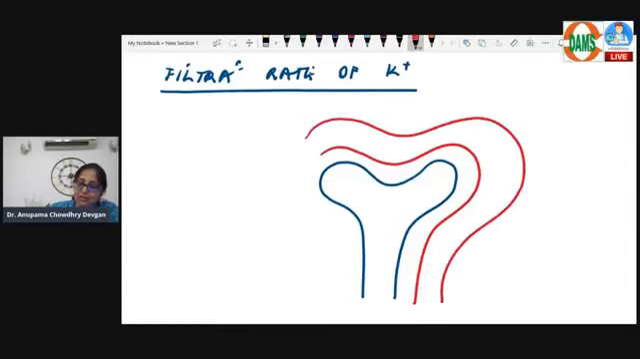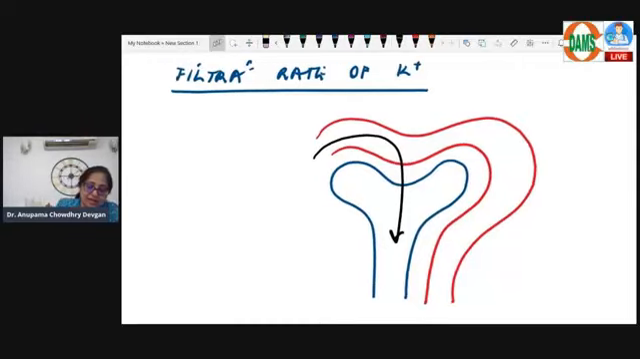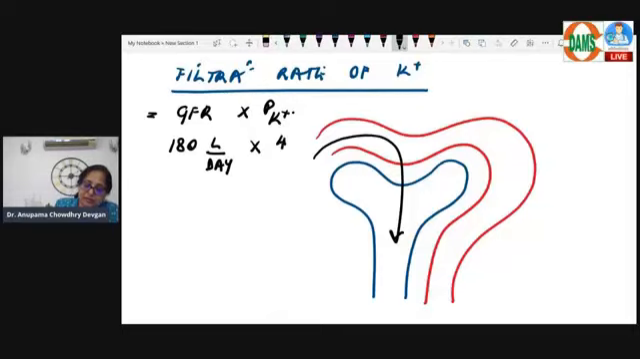What is the filtration rate of potassium? At what rate is potassium going to be filtered? Now, again, we have already discussed GFR into the plasma concentration of potassium. GFR is 180 liters per day. How much is the plasma potassium level? This is 3.5 to 5 millimoles, so I'm taking it as 4 millimoles per liter.